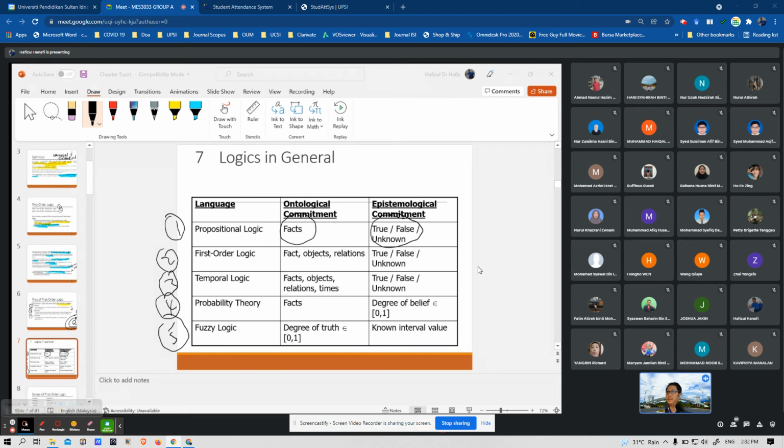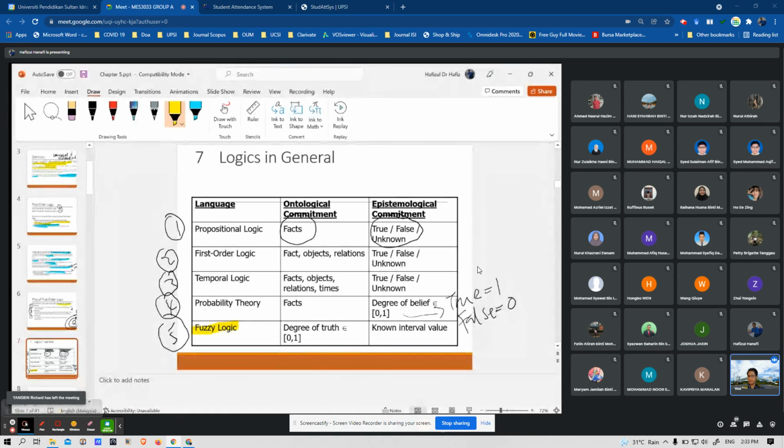And then we have probability theory. Ontological is based on the facts, and epistemological is based on the degree of belief, which is a member of 0 to 1, where 0 is false and 1 is true. Then we have fuzzy logic. For the ontological, we have degree of truth, and for the epistemological, it is based on interval values.